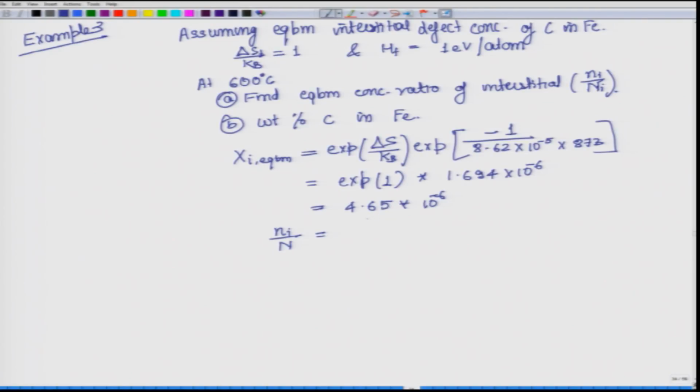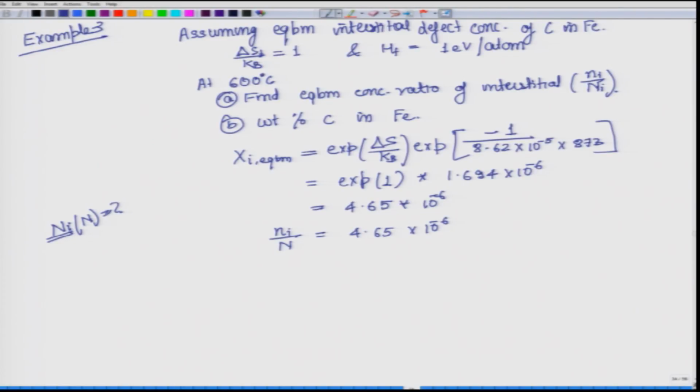total number of lattice sites, and therefore, this is 4.65 into 10 to the power minus 6. But what we need is Ni by Ni. So, what we need to find here is the number of interstitial sites. For that, what we need is to understand how many Ni are there with respect to N. So, what is Ni as N equal to?